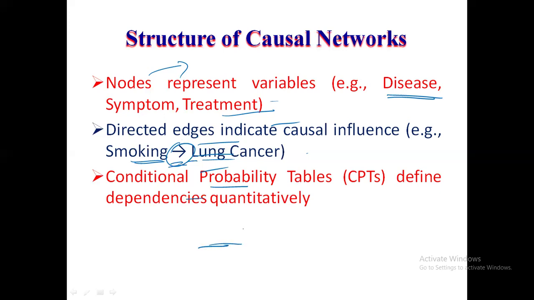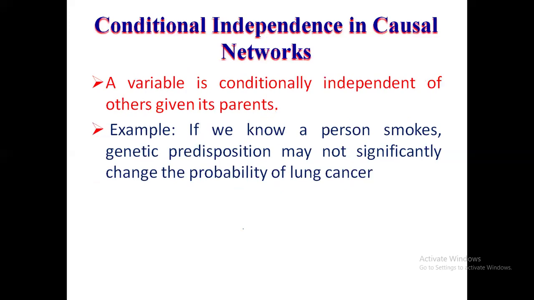And the next one is conditional independence in causal networks. How are we going to define it? A variable is conditionally independent of the others given its parents.